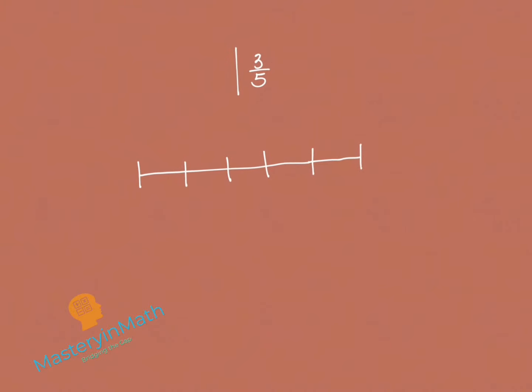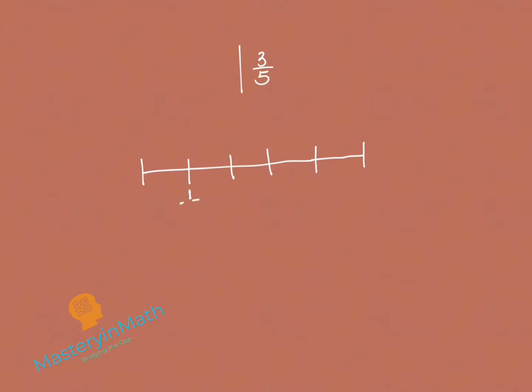Okay, and then once you are done with that, you are going to label each part. So if you look, you will see that the first one is 1/5, then you have 2/5, then 3/5, then 4/5, and now you have 5/5. You have to remember that 5/5 is the same thing as one whole.